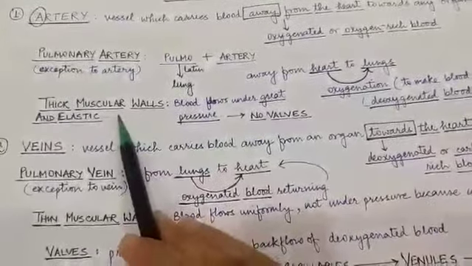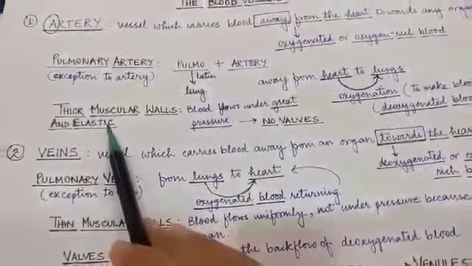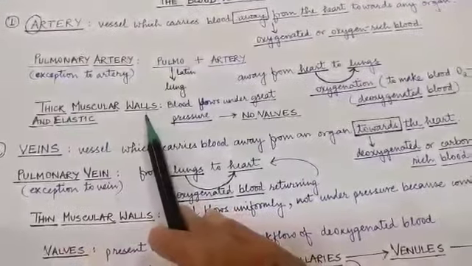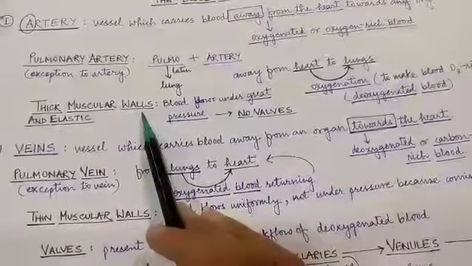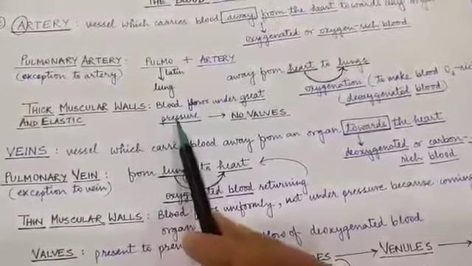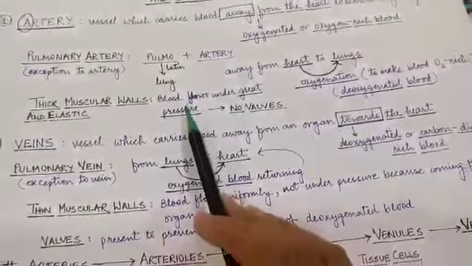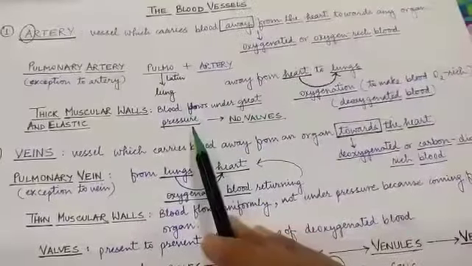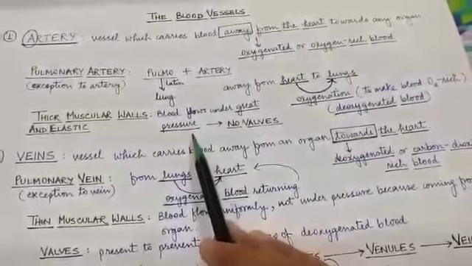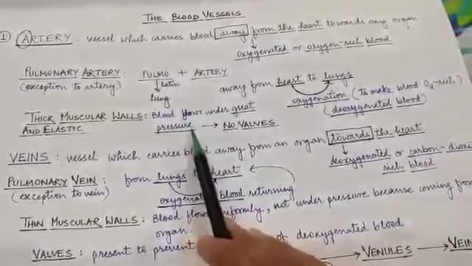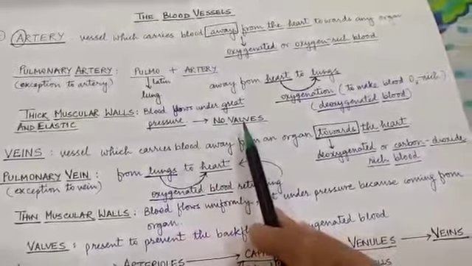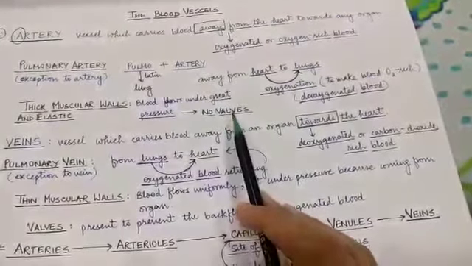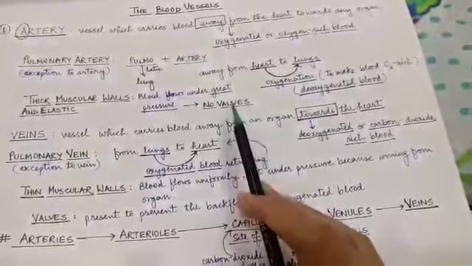Then another property: the pulmonary artery, or in fact arteries in general, have thick and elastic muscular walls. Now why so? Again, you do not have to remember it or mug it up, right? You can reason it here. The blood, because it's coming from the heart, will be under great pressure because the heart is the pumping organ. It pumps blood towards various organs, right? Likewise, it need not have any valves because the blood is already under great pressure. Its flow need not be monitored by valves. Hence, it does not have valves.